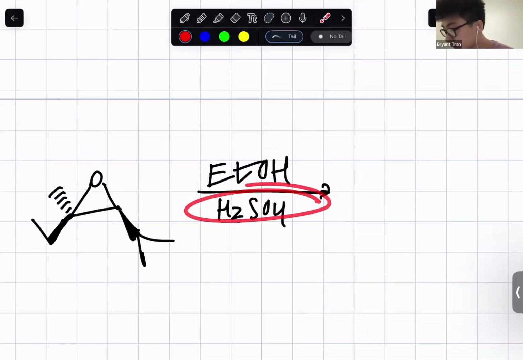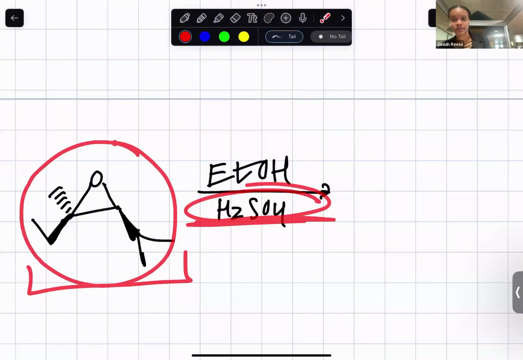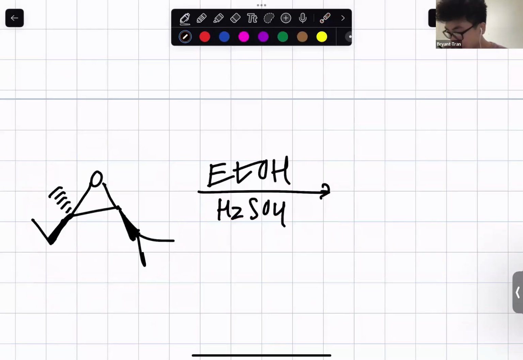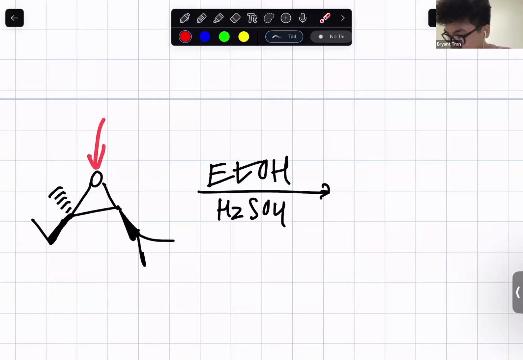H2SO4 is a very strong acid. When you have a very strong acid, you're gonna find the most basic atom. What atom of this molecule do you think is the most basic atom that's gonna get protonated, that's gonna grab the hydrogen from the acid? Which one has electrons that it could use to grab a hydrogen? I think the oxygen right there. Correct. Yes, the oxygen of the epoxide.